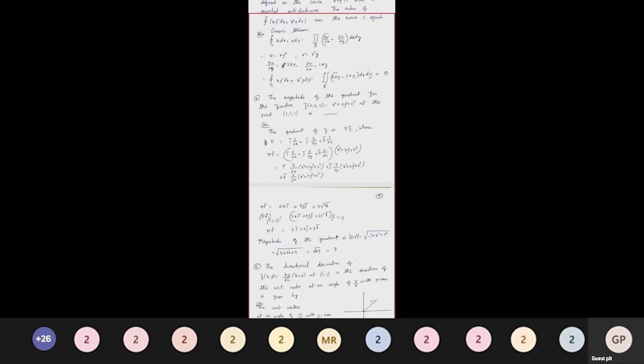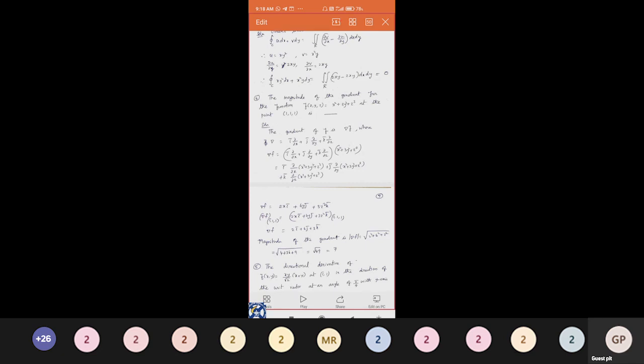Now let us recall the formula to find the gradient of a function f. The gradient of f is given by del f. The notation for gradient is del f, the inverted triangle symbol, which we read as del. Del represents a vector differential operator: i vector dou by dou x plus j vector dou by dou y plus k vector dou by dou z.